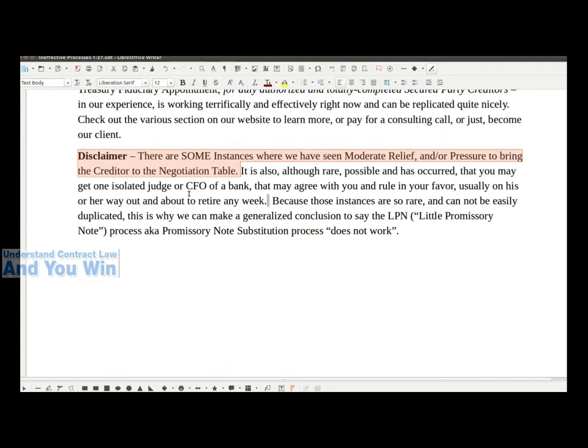So people in positions of power, the CFO of the bank, who got your instruments in the mail, delivered directly to them, can, whether your process is valid or not valid, or is a gray area, it's up to them to make the decision whether or not it's valid, and whether to process it in your favor or against your favor. So certainly you can get a disgruntled employee here or there and get lucky. But because those instances are so rare, were isolated incidents, and cannot be duplicated over the long term, that is why we are making this generalized conclusion to say that the promissory note substitution process, or the little promissory note process, does not work.